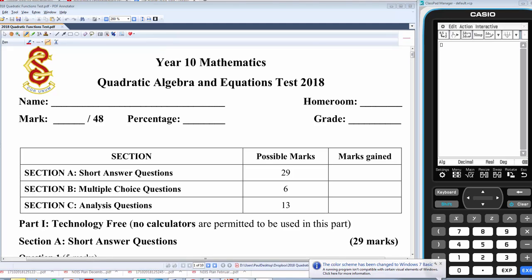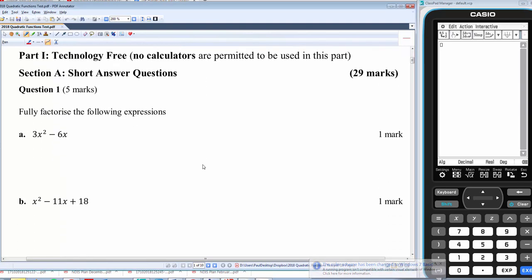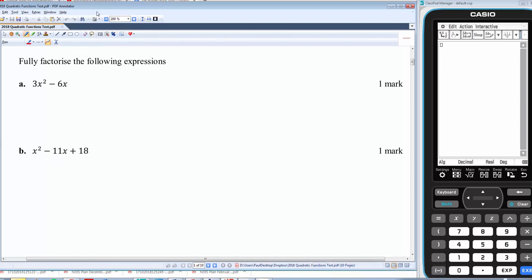Alright, these are the solutions to the quadratic algebra test you completed recently, so let's start on the questions. Alright, so question 1, what we needed to do here was fully factorise the following expressions.